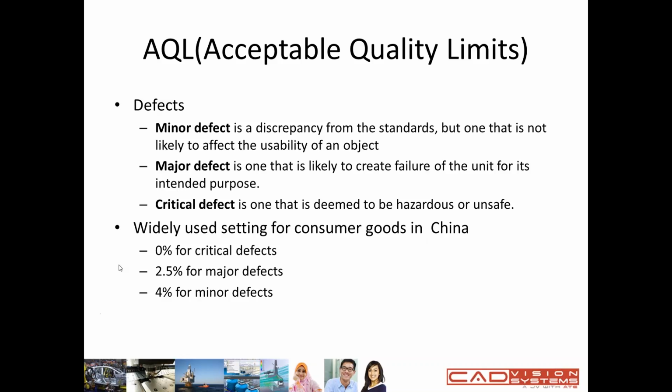As you can see here, they set 0% for critical defects. You cannot have any critical defects in their products. And for major defects, they can only accept up to 2.5%. Anything above 2.5%, they will reject. And for minor defects, they will keep it at 4%. If you hit 4%, they will just accept it.